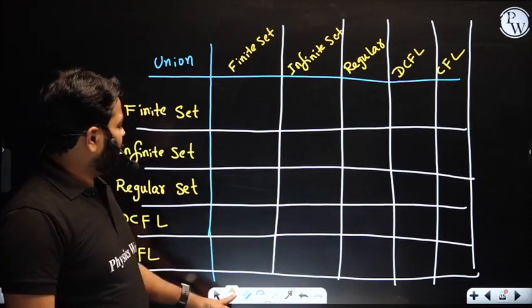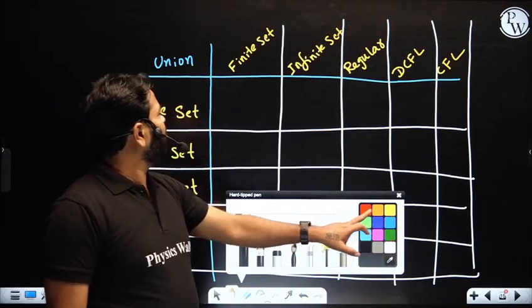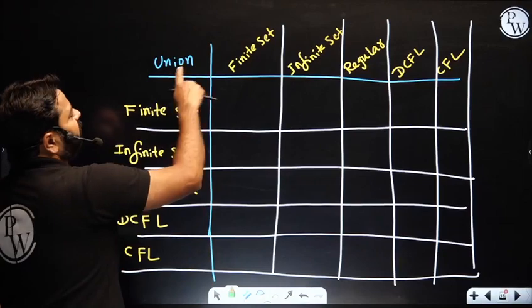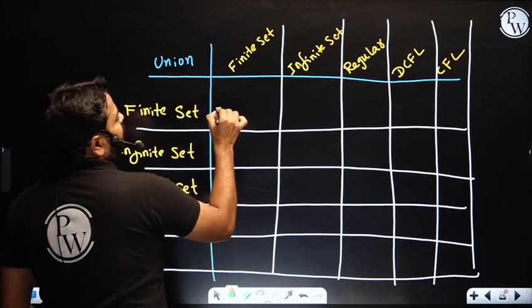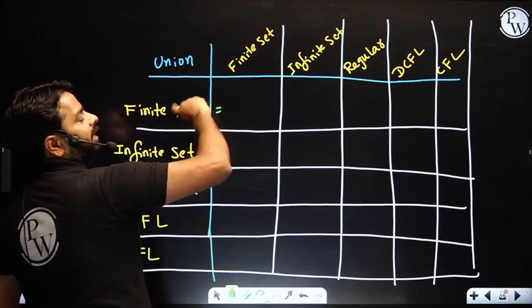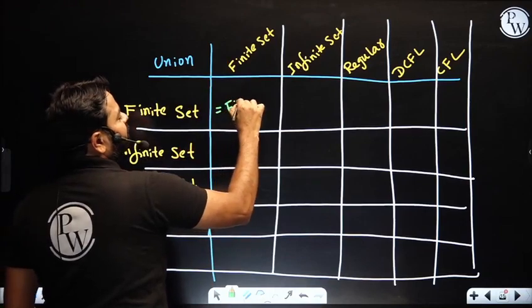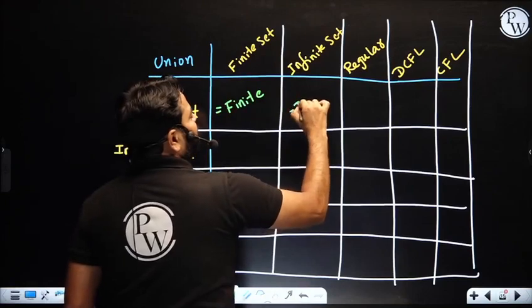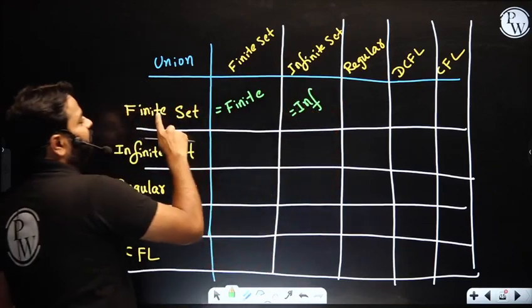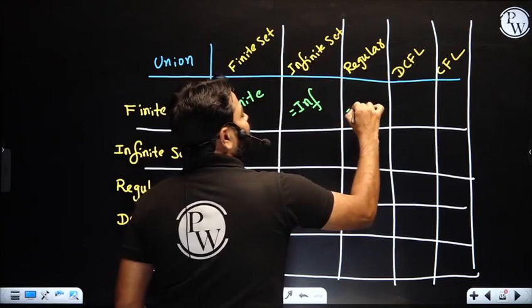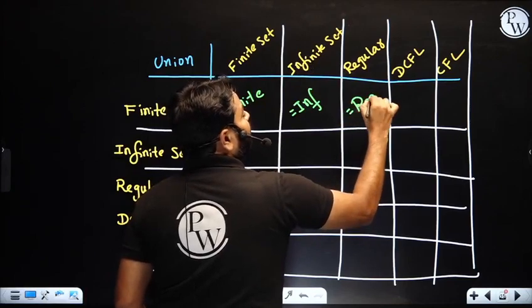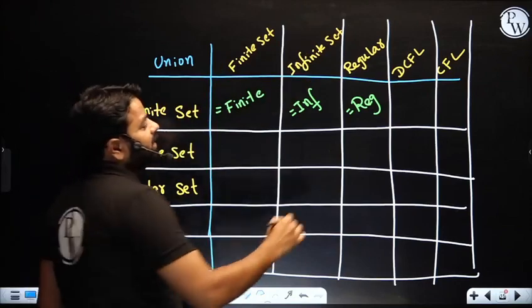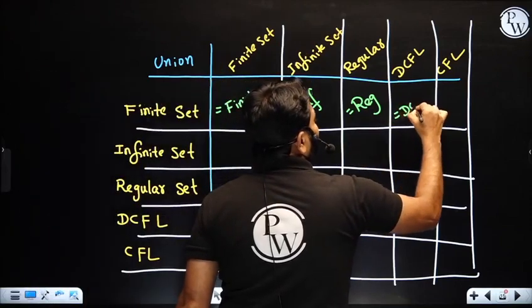So here, let's say closed, that union, what is the result after doing the union? Finite union finite, what is that? I'm just writing equal to, because this is going to perform union, right? It is equal to finite. Finite union infinite is equal to infinite. Finite union regular is always regular, but may or may not be finite. Finite union DCFL is going to be always DCFL.